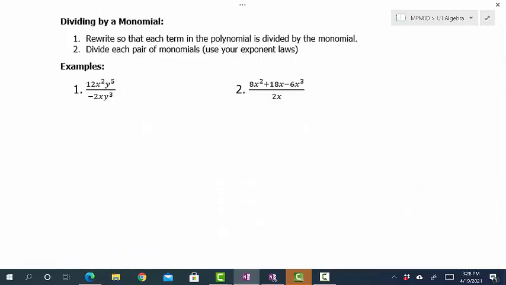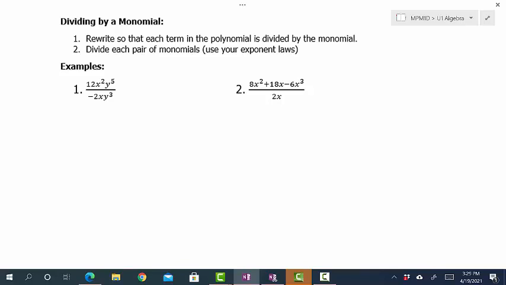Okay, dividing by a monomial is the same. You're still going to use your exponent laws, so in this case it's going to be your quotient rule, right? We learned when you're dividing powers of the same base, you keep the base and subtract the exponents. And then all you do is you divide each term in the numerator by the term in the denominator. So, example 1, 12x squared y to the power of 5 divided by, okay, that big line means division, negative 2xy cubed. Divide the numerical coefficients first.